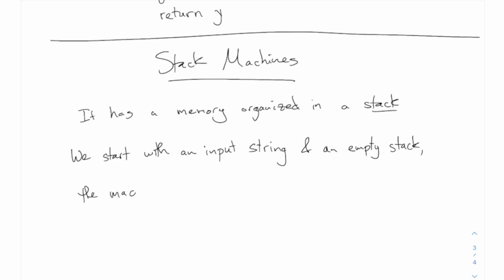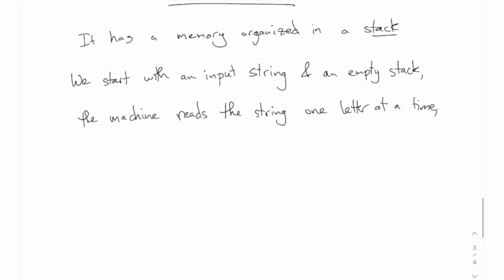The machine reads the string one letter at a time, left to right. It doesn't go back and forth. It just reads one after another. According to some set of rules, for each letter that it sees, it modifies the stack in a certain way. So each letter read will modify the stack.